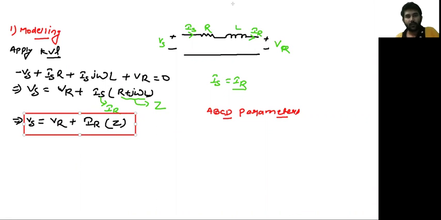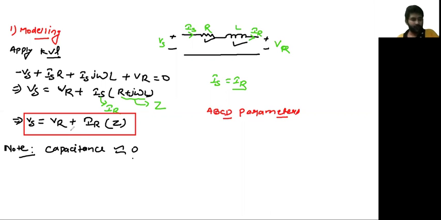One thing we should also note here is that capacitance in a short transmission line is not present, because the leakage currents are very low. So in the modeling we have only R and L. So we have got to know about the modeling, and we will move on to the ABCD parameters, the second sub topic.